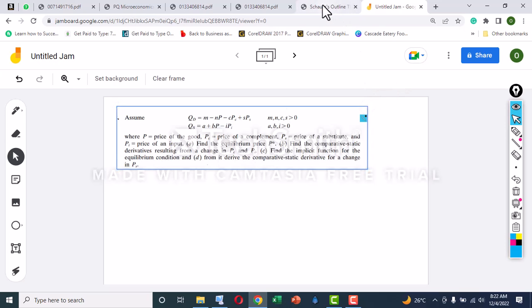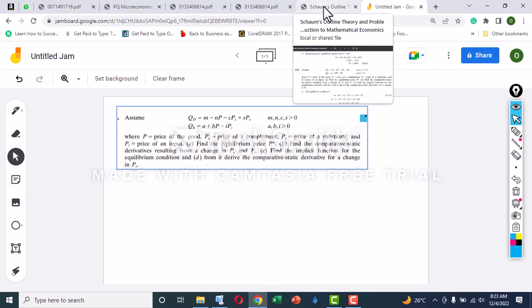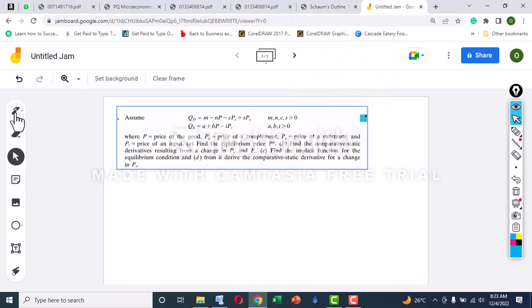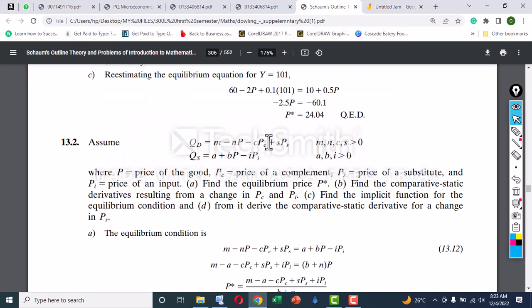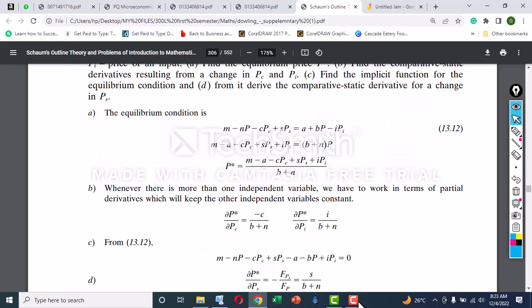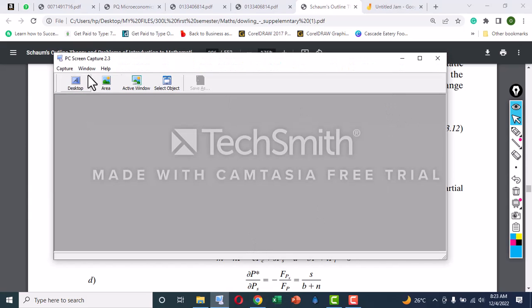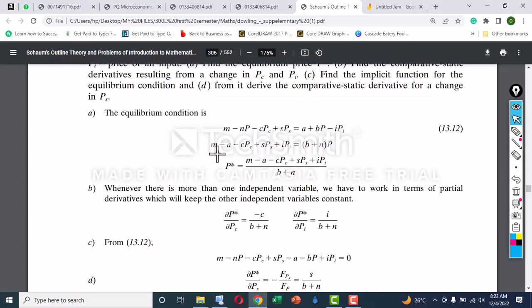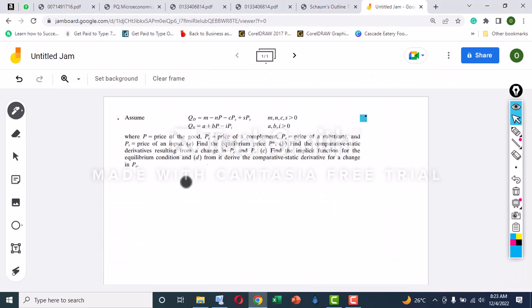Let me just go and bring it from the screen because I've actually cleared it off. That's the answer we just got. Let's take it from there. This is it. Let me also screen grab it. So I put it here.